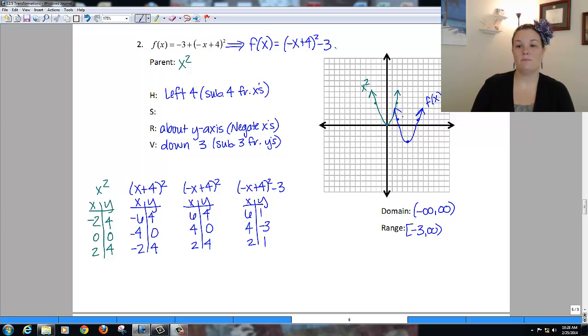Okay. The plus 4 on the inside moves it left 4, which means I need to subtract 4 from my x's. The negative on the inside of the function to my x tells me that I'm rotating about the y-axis, so I'm going to negate my x's.